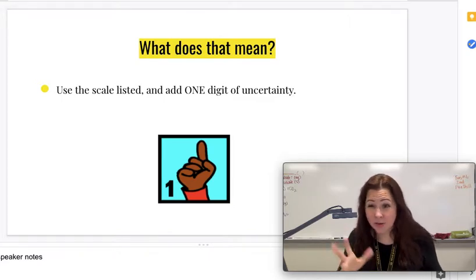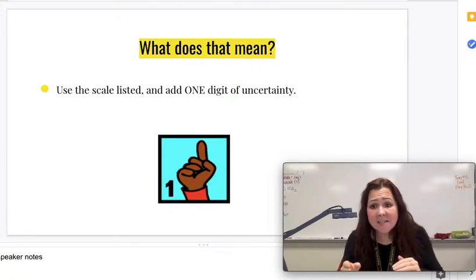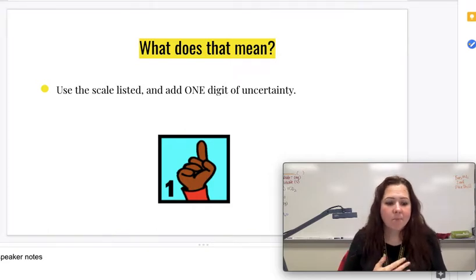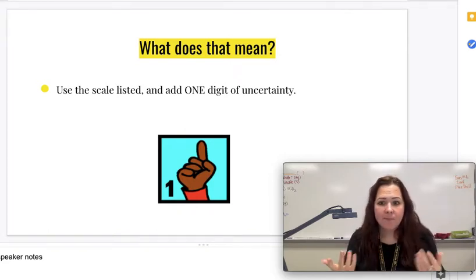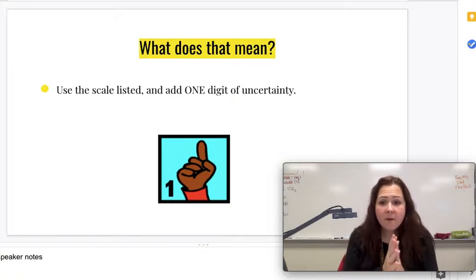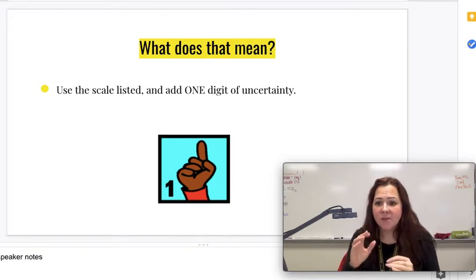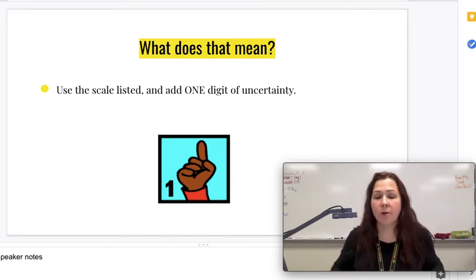I would say that that's your guesstimate, where you're like, oh, it's somewhere in between 5 and 6, so maybe 5.5. Or maybe you're between, I don't know, 1.2 and 1.3. Well, halfway in between that would be 1.25. So we have to use that digit of uncertainty where we're not quite sure.